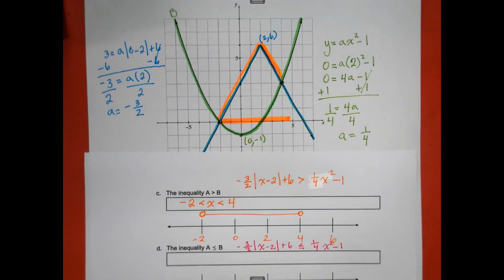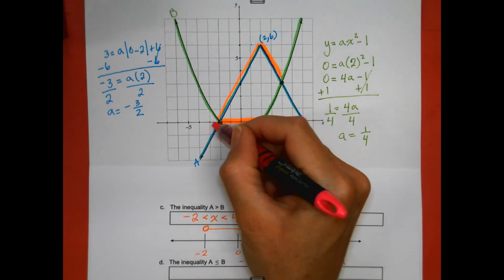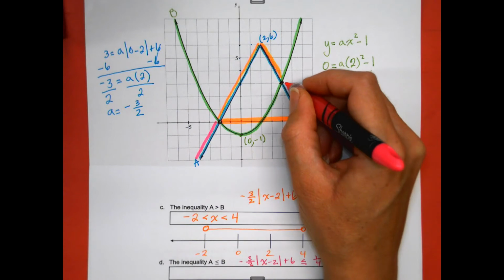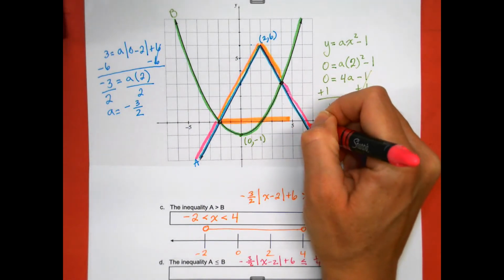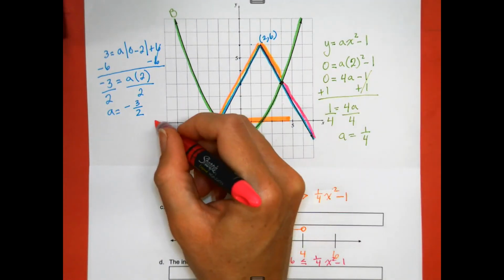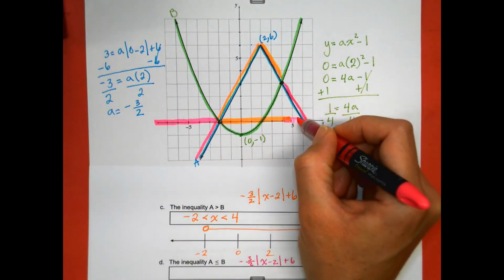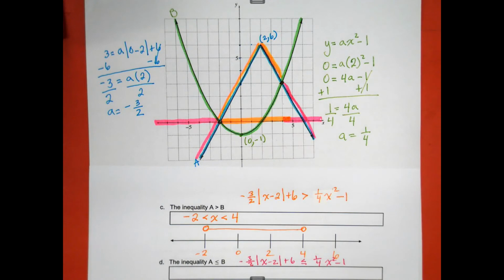Well, that happens on the left-hand side here, and then also on the right-hand side. So from -infinity all the way up to -2, and then from 4 all the way out to infinity is where that graph is beneath the parabola.